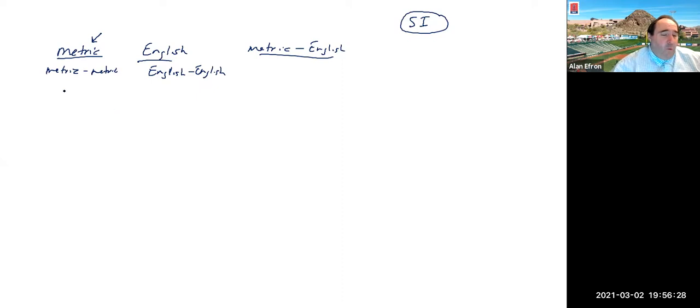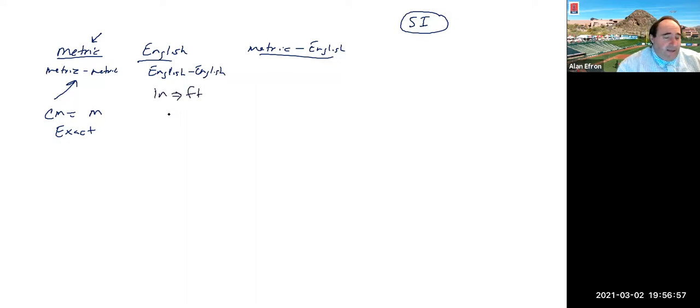And when we do a metric to metric type conversion, say centimeters to meters, right? Metric to metric. That's considered an exact number, which means you don't have to worry about that conversion factor when you do conversions. When you do an English to English conversion, like maybe inches to feet, for example, right?